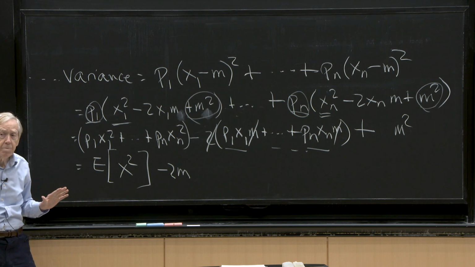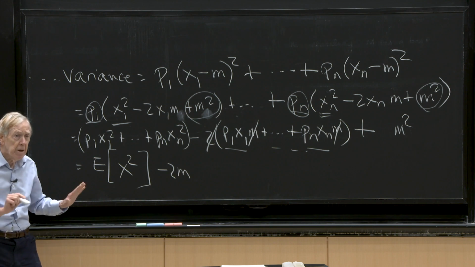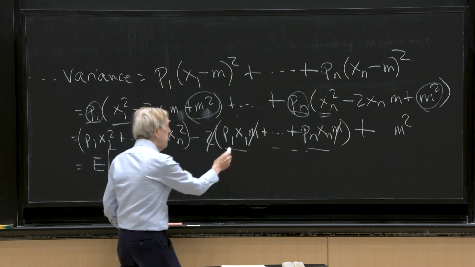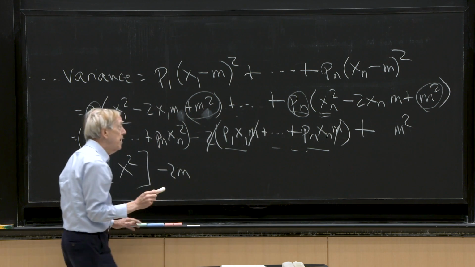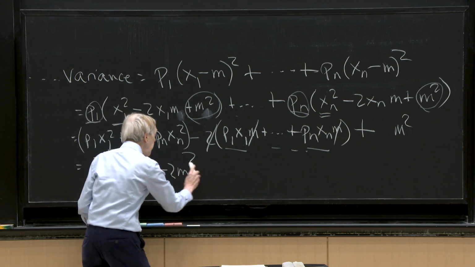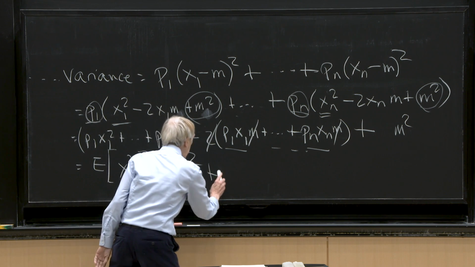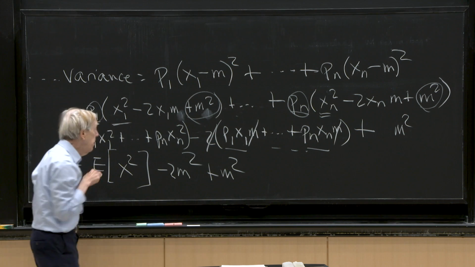Everybody should just pay attention to this. Trivial. I mean, we're just doing high school algebra here. But p1x1 up to pnxn is m. So I have another m squared there, and I have a plus m squared from the end.